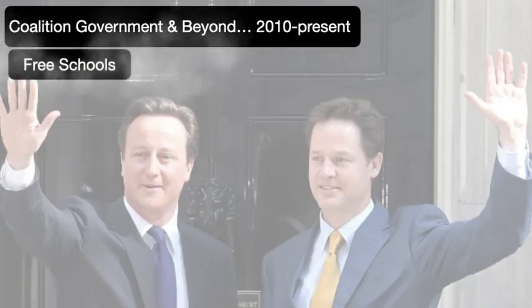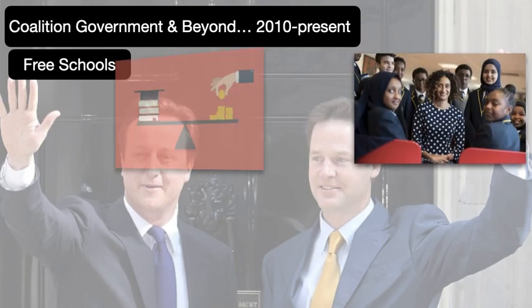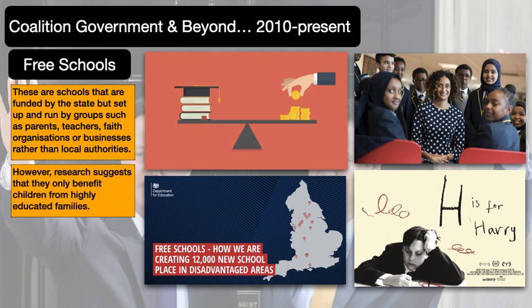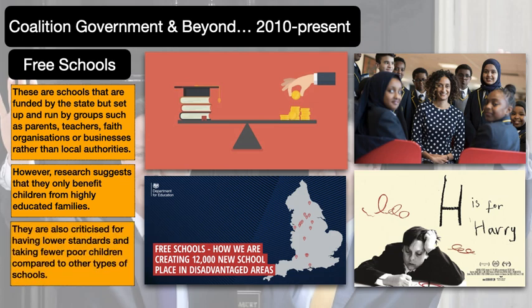There was also the introduction of free schools. Now, free schools are schools that are funded by the state but are set up and run by groups such as parents, teachers, faith leaders, or even businesses rather than local authorities. However, research suggests that they really only benefit highly educated families, and they're also criticised for having lower standards and taking fewer poor children compared to the other types of schools. Although research into this area is worth having a look at, there are some really interesting free schools out there, as well as ones that have not made it very far into their educational journey.